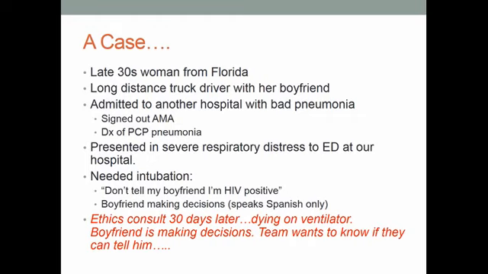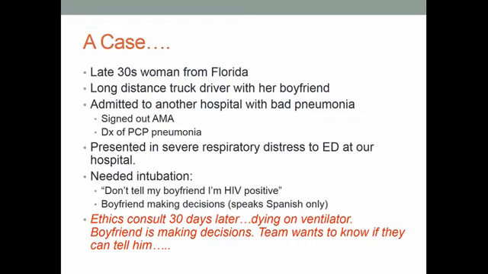So a few years ago, we had a woman in her late 30s. She was from Florida, and she was a long-distance truck driver. She and her boyfriend drove delivery trucks, commercial trucks, all around the country. They were on I-80, and she got pneumonia in Cheyenne, and she was admitted there. But she signed out AMA, still very sick, with a working diagnosis of PCP pneumonia.